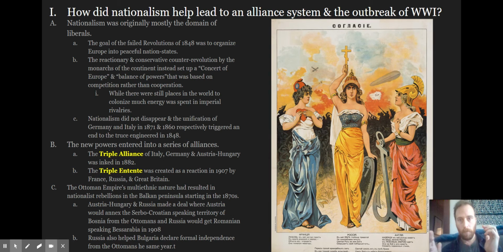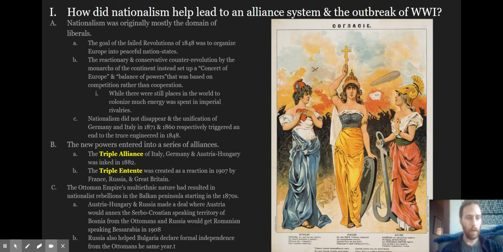So again, they thought if every group of people, everyone who believed themselves to be part of a nation, had their own country, then Europe would be peaceful and beautiful and everything would be great. Except the monarchs of Europe had a different set of ideas, and they came and smashed those revolutions to prevent a liberal Europe from developing.